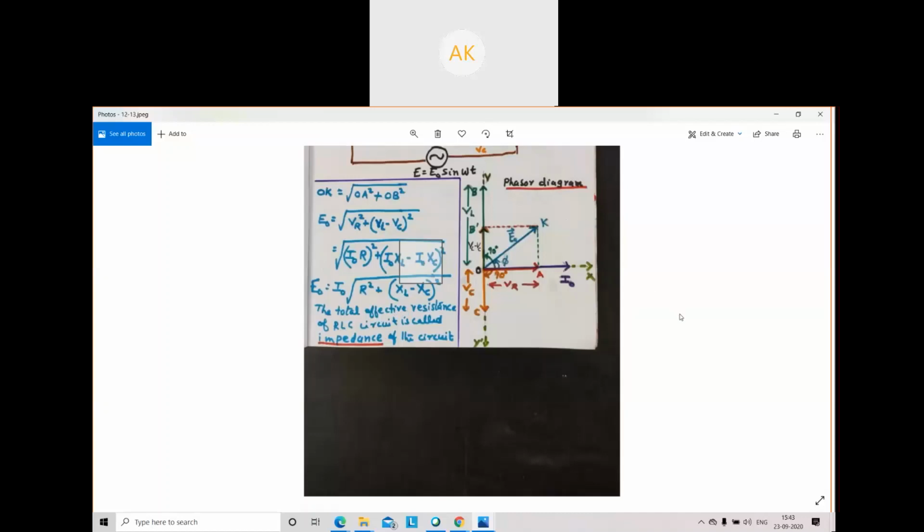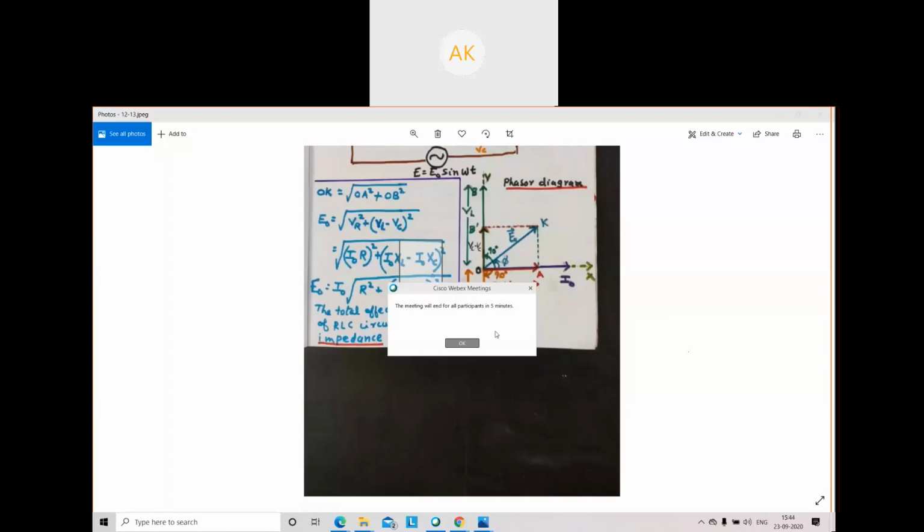So what is impedance? Impedance is the total effective opposition offered by all the three elements, which are the resistor, inductor and capacitor together. They offer some resistance to AC, and that is known as the impedance of the circuit.